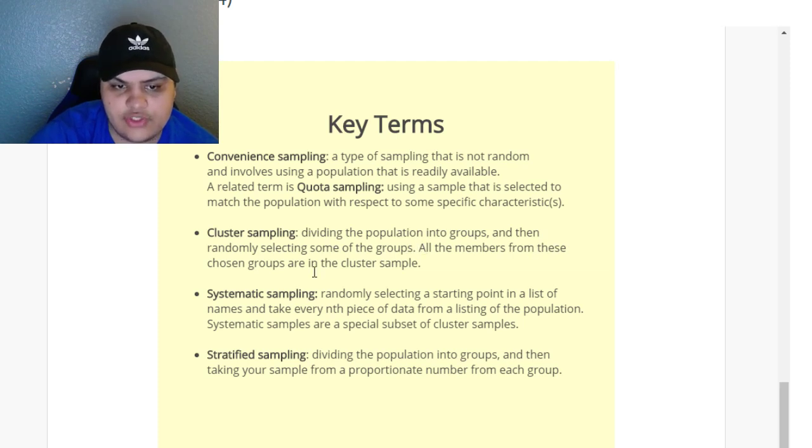Cluster sampling: dividing the population into groups and then randomly selecting some of the groups. All the members from these chosen groups are in the cluster sample. So an example of cluster sampling would be, let's say a food chain wants to do a survey of its customers. It's a chain. Let's say it has 20 restaurants, and it decides that out of those 20, it's going to randomly choose 4, and they're going to survey every customer in those 4 restaurants. Okay, so they take all of them.